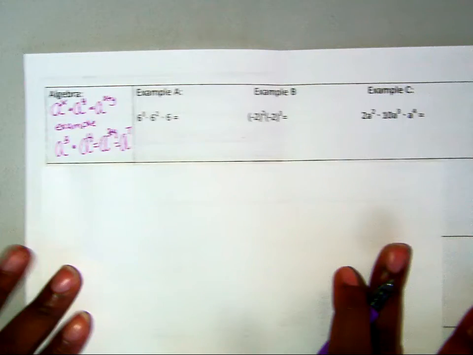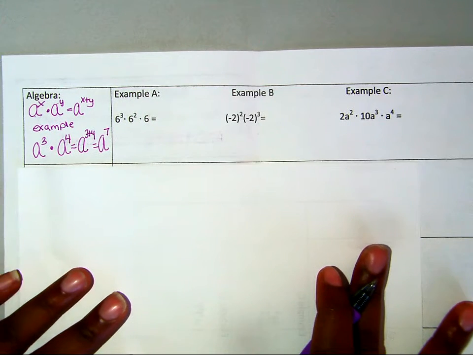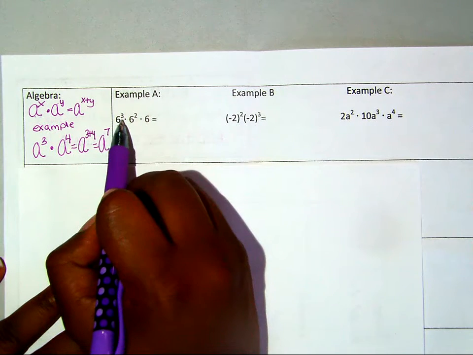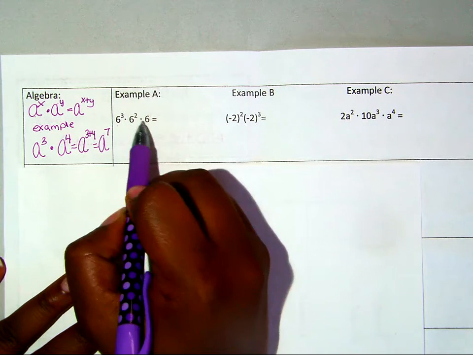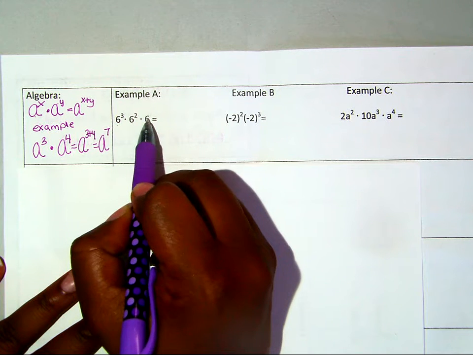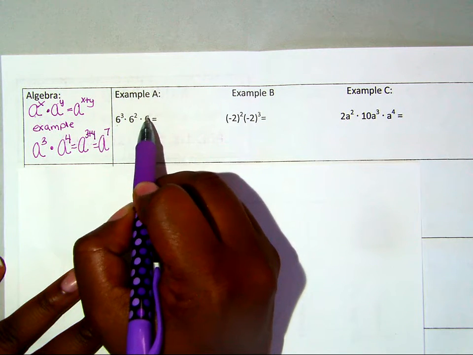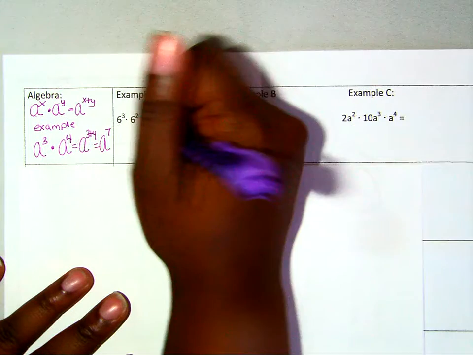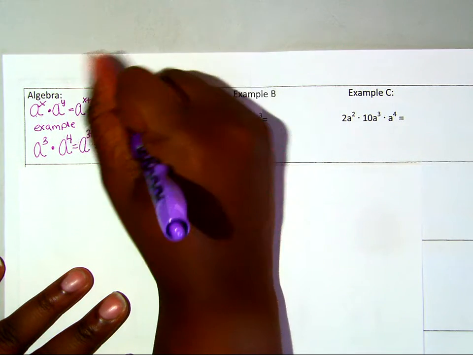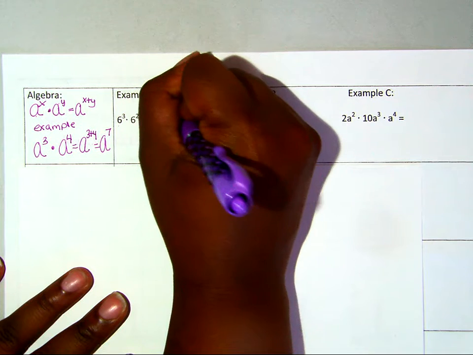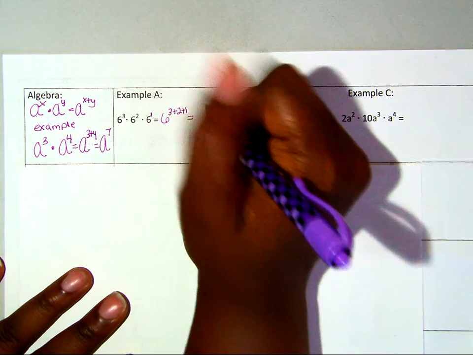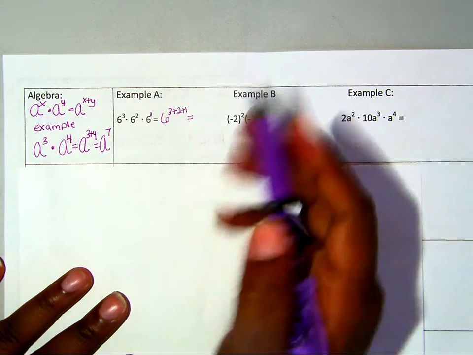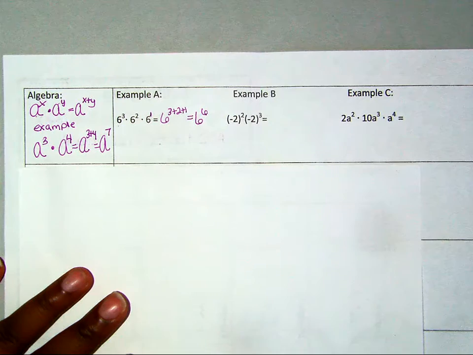Let's do the rest of the examples on here. 6 to the third times 6 squared times 6, they all have the same base. This 6, since I don't see an exponent, I know that it is a 1. So the base is 6. The exponents are 3 plus 2 plus 1. 3 plus 2 is 5, plus 1 is 6, so this is 6 to the 6th power.